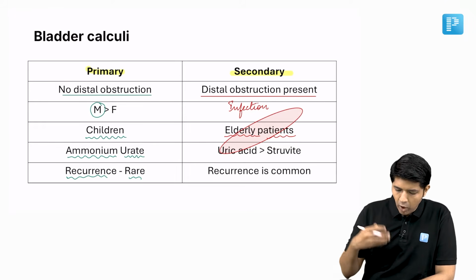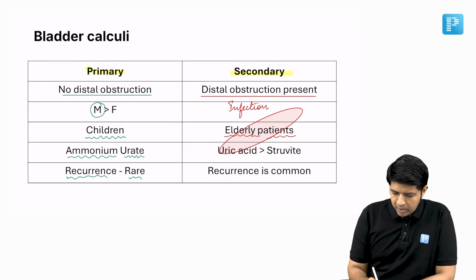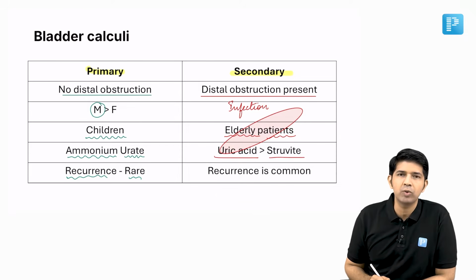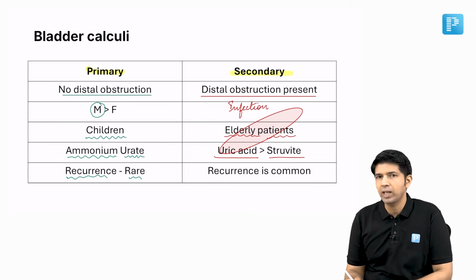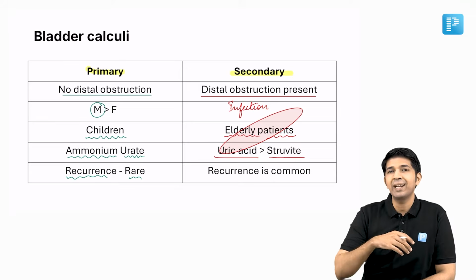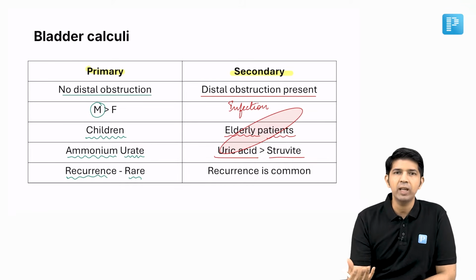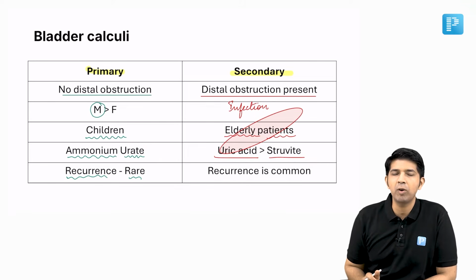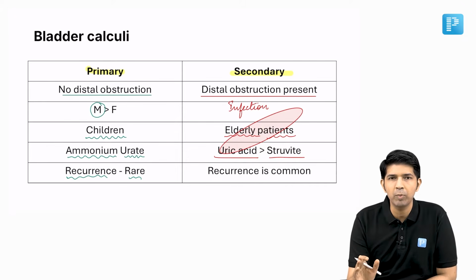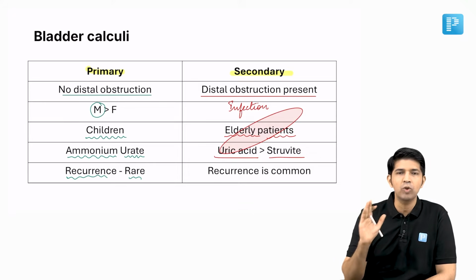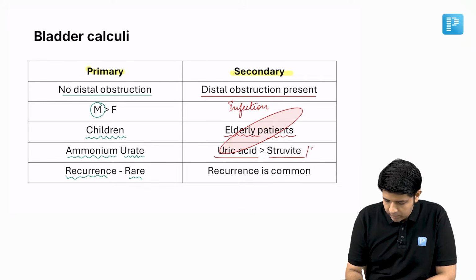Now if you look at the component of the stones, it can either be a uric acid stone or it can be a struvite stone. If it's a BPH or an obstruction, then it is probably a uric acid stone. Whereas if it is secondary to an infection, and we have already covered this when we spoke about renal calculi, in the presence of infection, the most common stone that you're going to come across is the triple phosphate stone, or the struvite stone.